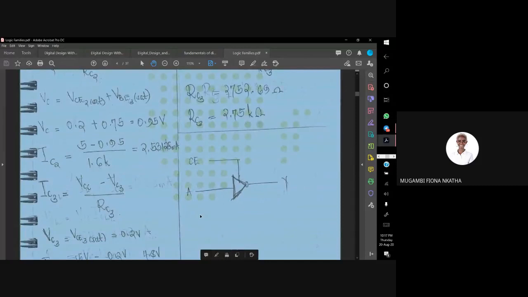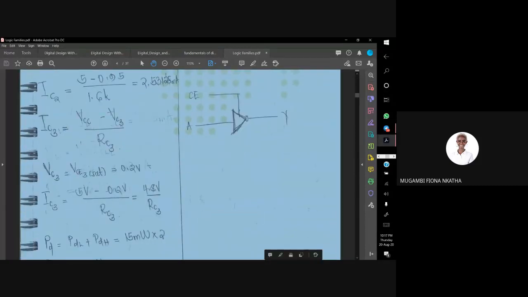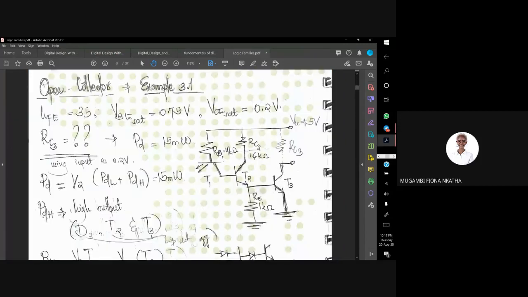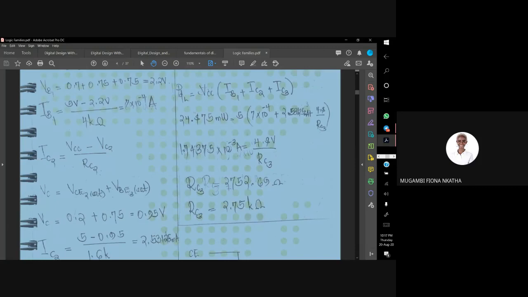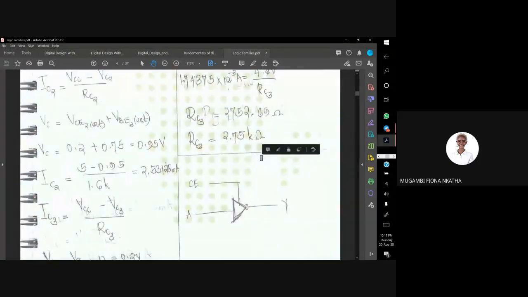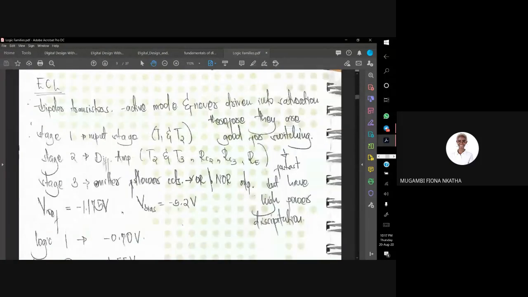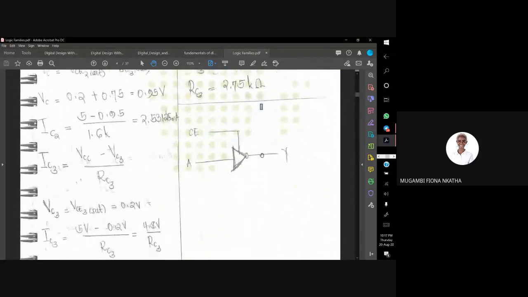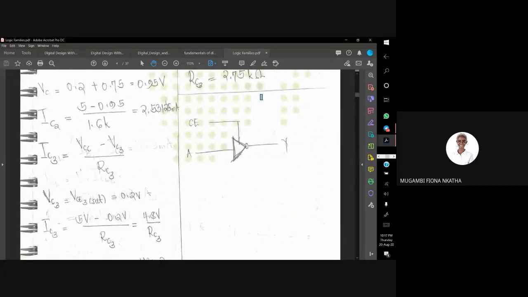So our IC3 will now be VCC minus VC3 over RC3. The IC3 is this one. This is where we want to put our resistor value. This is the resistor value we're looking for, yes? So VCC minus VC3 over RC3. And VC3 is equal to VCE3 SAT. Let me show you that.